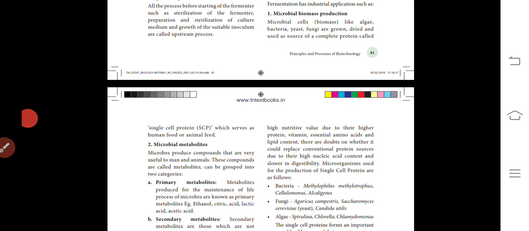The dried cells of microorganisms are used as food or feed for animals, and they are collectively known as microbial proteins. Microorganisms have been widely used for the preparation of a variety of fermented foods, like cheese, butter, idli, etc. In addition, some microorganisms have long been used in human food.